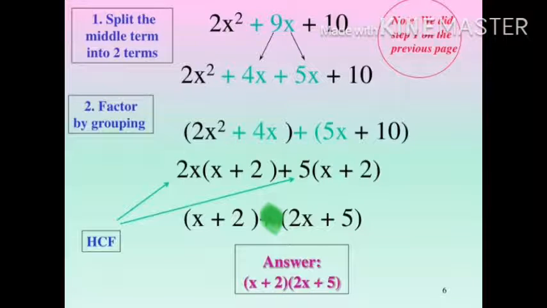Now factor by grouping the first 2 and the last 2. In the first 2 the common factor is 2x. So we write 2x bracket x plus 2. In the last 2 terms, 5x plus 10, the 5 is common. So 5 bracket x plus 2. Now the factors will be x plus 2 and 2x plus 5. So the answer becomes x plus 2 and 2x plus 5.